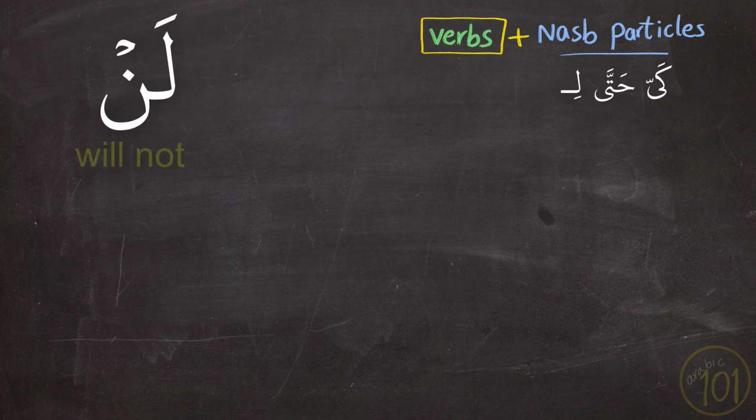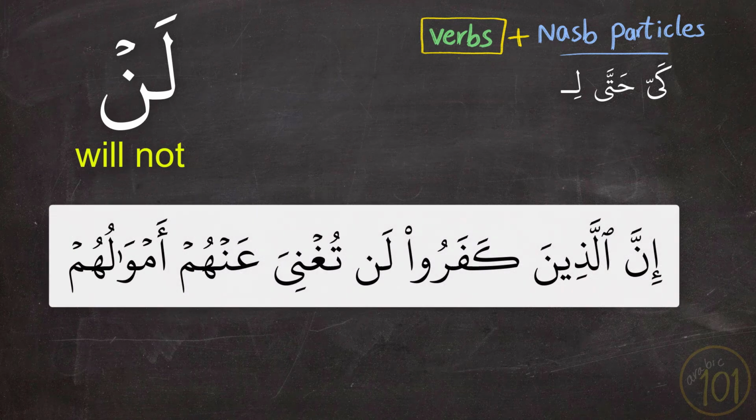And len means will not. So when it is added to a present verb, the combination will refer to a future negative. Like in this example.